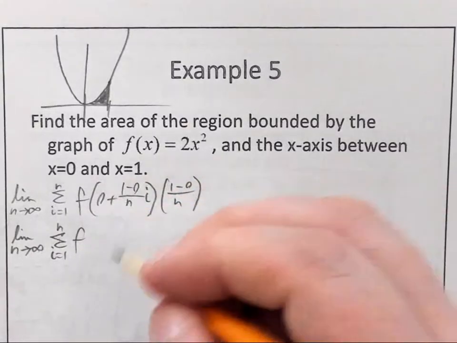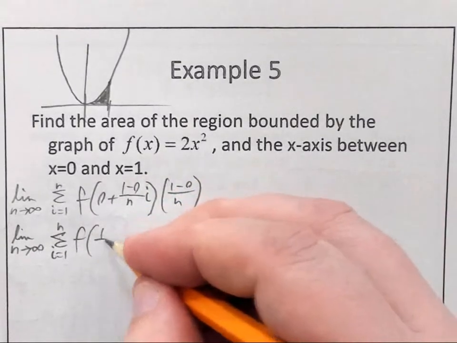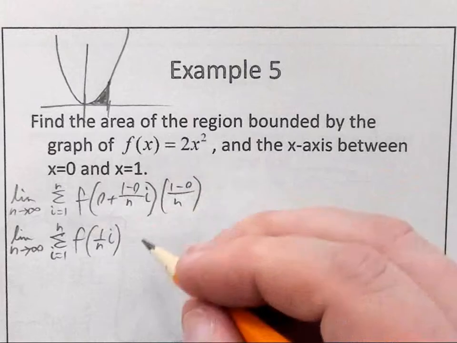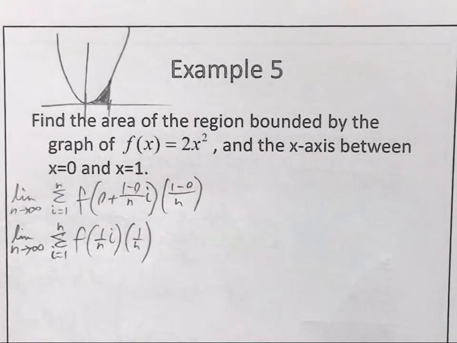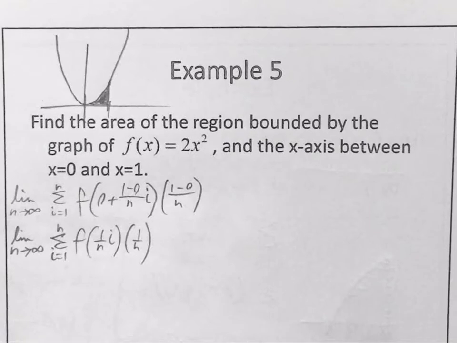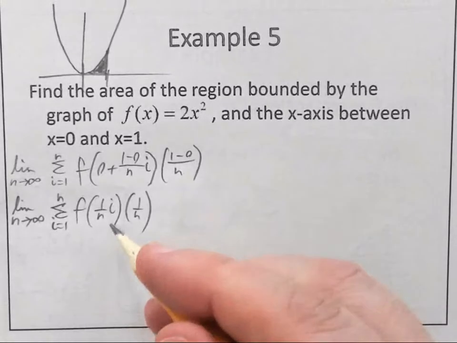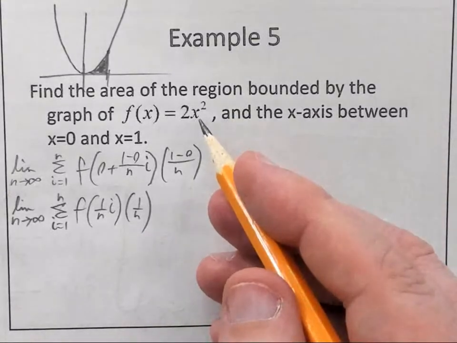So the 0 plus isn't going to matter. I'm just going to end up with 1 over n times i, and then times 1 over n. So if you started at that point, that's fine. Does it make sense how I got to that? So now take the 1 over n i, plug it in for x.